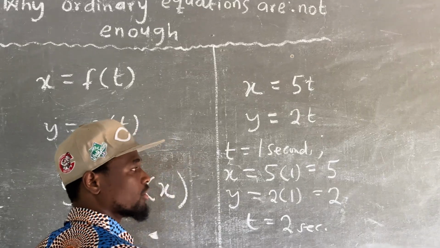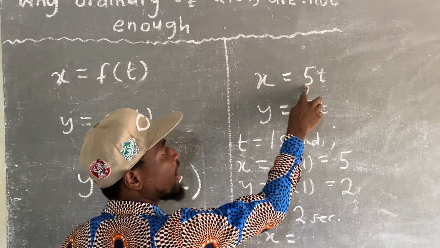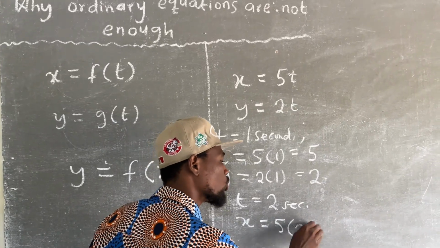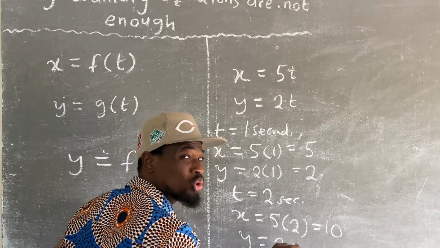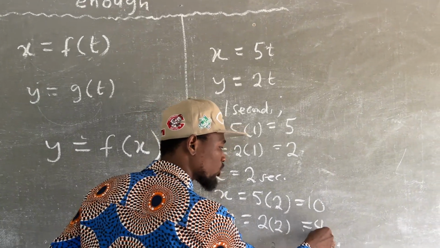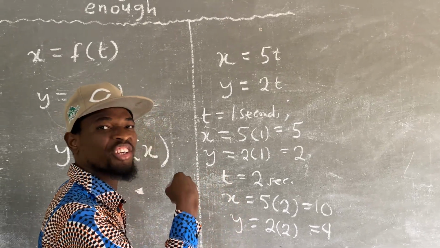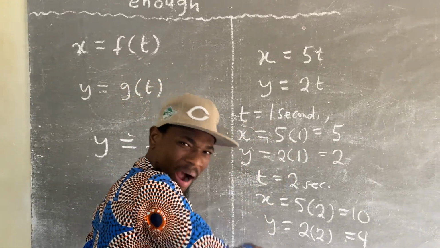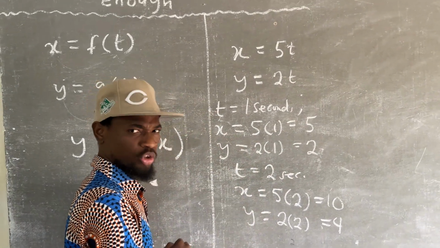Now when your t is equal to 2 seconds, what will be my position at x? x will be equal to 5 times t, where t is 2, so 5 times 2, which is 10. And my y will be 2 times t, where t is 2, so I have 4. So you realize that the parametric equation encompasses the time as well as the position of the object.